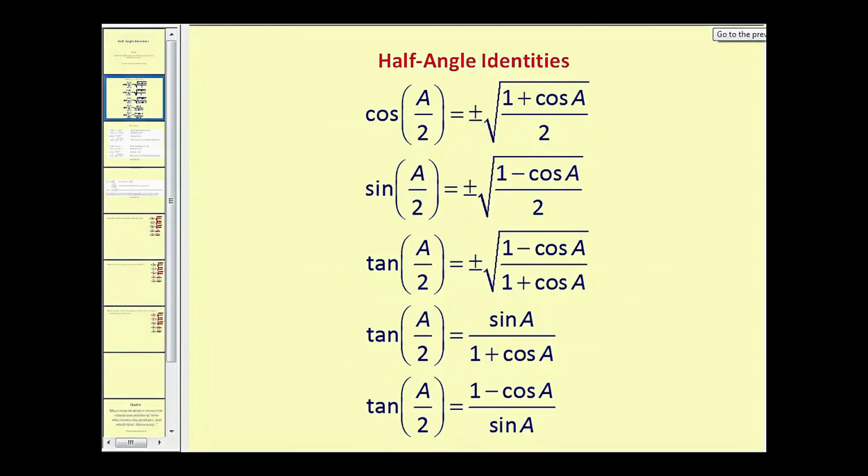So here we see all of the half-angle identities. Notice a lot of these seem very similar, so be very careful when you copy them down. Notice that the first three have a plus or minus sign on them. What this tells us is that we have to determine whether the function value will be positive or negative based upon the quadrant of angle A over 2.